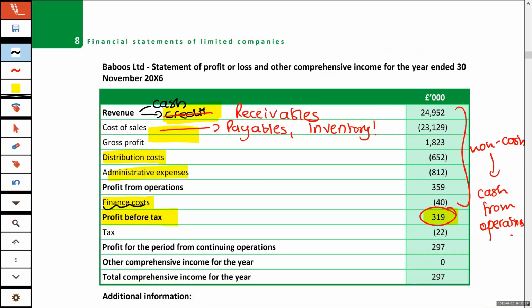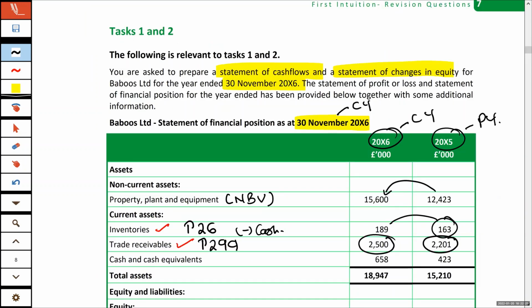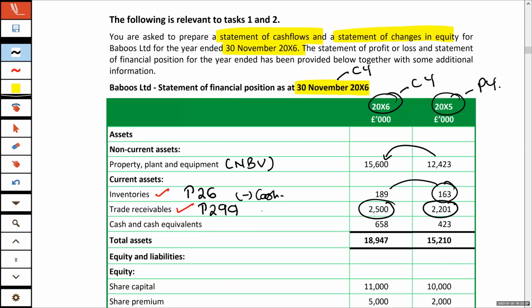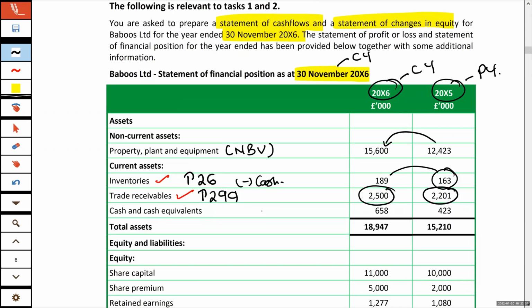Okay. So now I'm dealing with each and every item in a methodical manner. Why am I doing it? So that I can ensure I've considered everything and I don't miss out on any item. Now we come to cash and cash equivalent. That is exactly what we are trying to prove here. We are trying to prove why has my cash, which was 423 in X5, increased to 658.